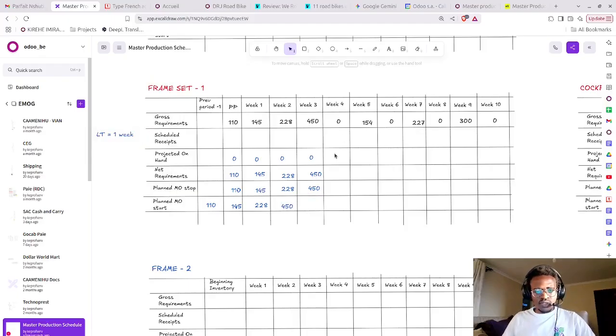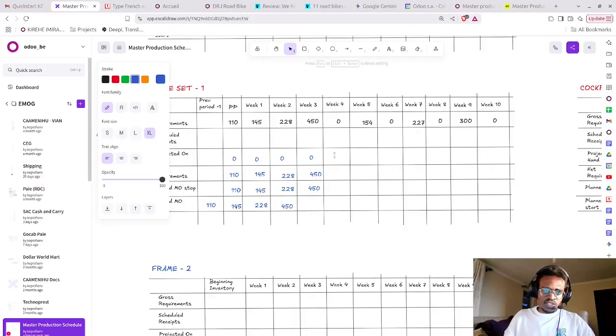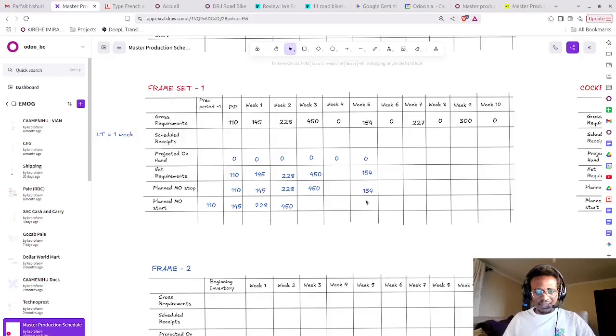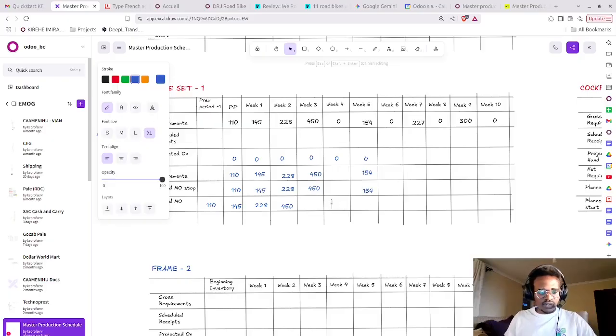That's good. So here I have 0, so 0 everything. Week 5, I have 0 on hand, and it's going to take me a gross net requirement of 154, and here I need 154 manufacturing orders ending in that week, which means they need to start 1 week early. Week 6 is 0.